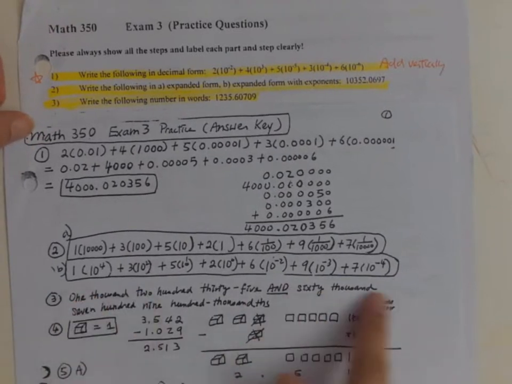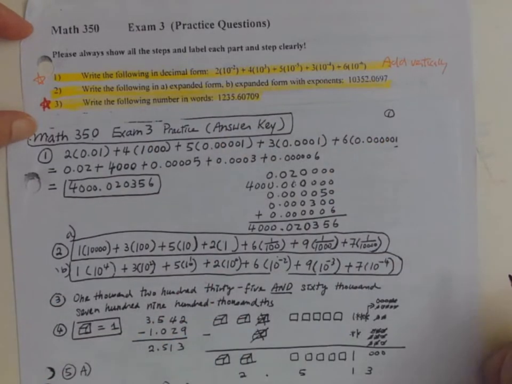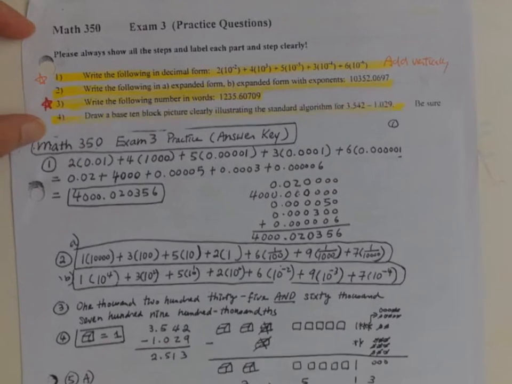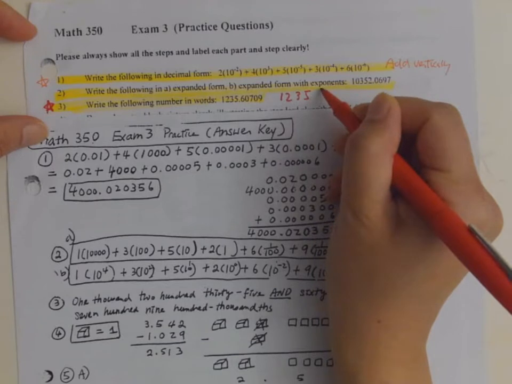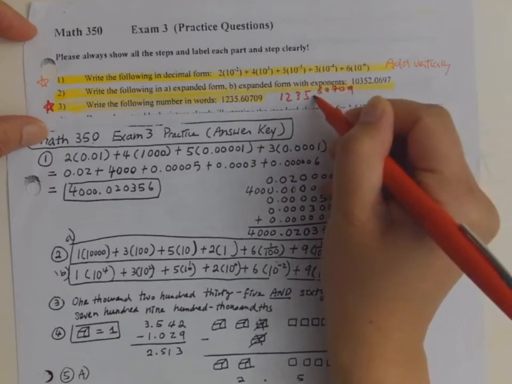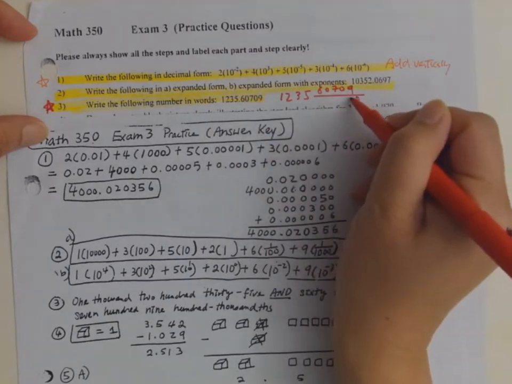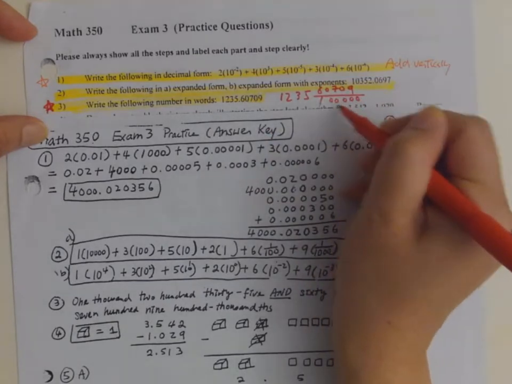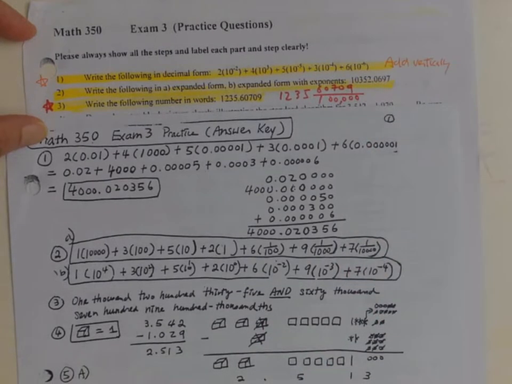Writing in words is another one a lot of people miss on the test, so make sure you know the place values. If you have a hard time with that, I usually suggest writing it as a fraction first. 1, 2, 3, 5, and you have 6, 0, 7, 0, 9, and then this is how many zeros you're going to have: 1, 2, 3, 4, 5. So the place value is hundred-thousandths, right? Hundred-thousandths. That's the trick I use for writing them in words.